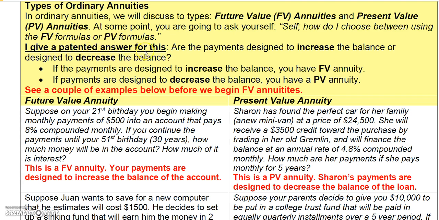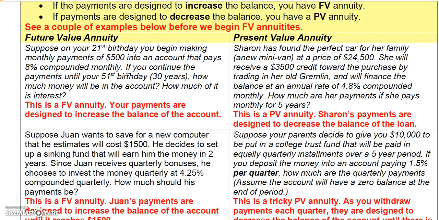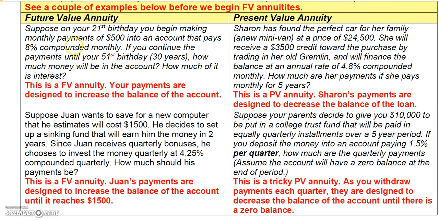The patented answer I give for this is, first of all, are the payments designed to increase the balance or designed to decrease the balance? If the payments are designed to increase the balance, you have a future value annuity. If the payments are designed to decrease the balance, you have a present value annuity. So again, you can freeze the video and look at these, but the ones on the left are future value annuity problems, and the ones on the right are present value annuity problems.